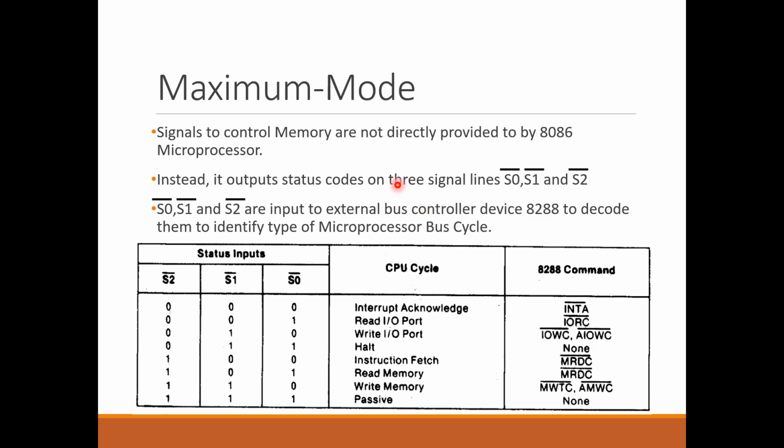For example, if they are 000, that means this microprocessor is performing interrupt acknowledgement to the external device. Or when they are, for example, 001, that means the microprocessor is fetching an instruction from the memory. And for example, if 010, that means the microprocessor is performing a write operation to the output devices. Or when they are 111, in this case we don't have any operation, that means the microprocessor doesn't perform any operation with the external devices.